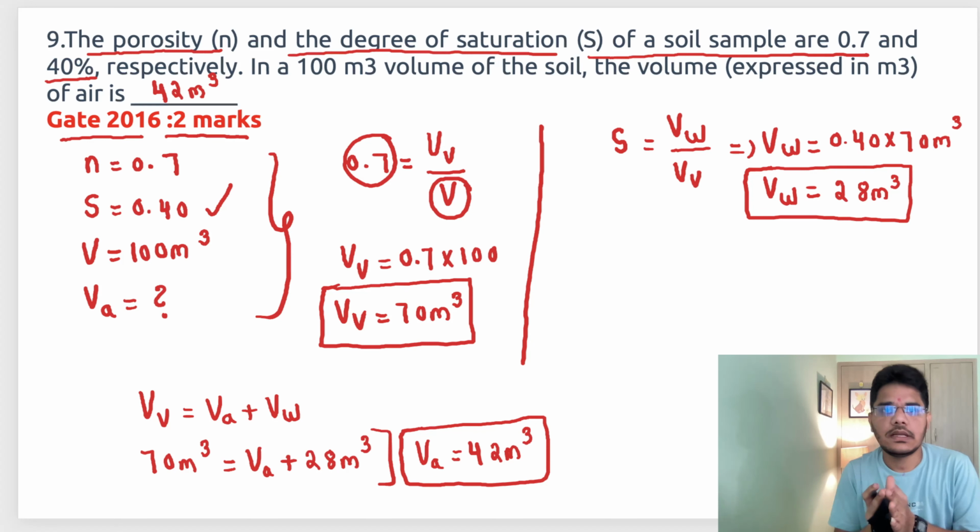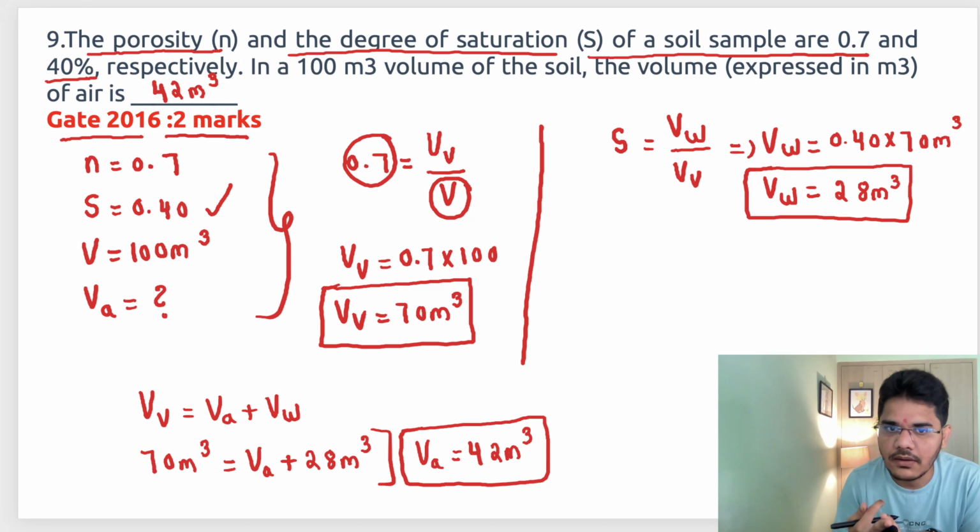So this is a simple question, we just have to use the basic definitions only. If you know the basic definition, then we can easily solve this problem. Porosity is given, degree of saturation is given, total volume also is given, and he just asked us to find the volume of air. How can we calculate it? We have to calculate the volume of voids and the volume of water. Volume of air is nothing but the volume of voids minus the volume of water. So this is a simple problem.